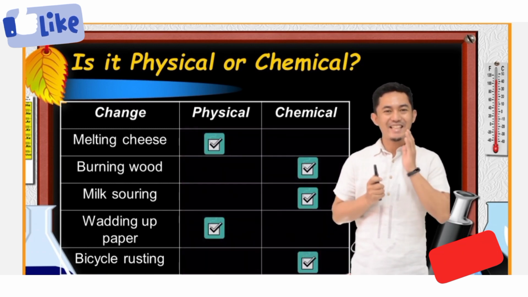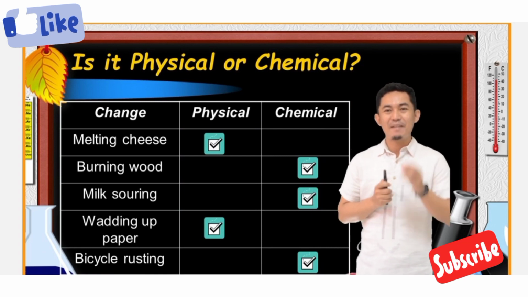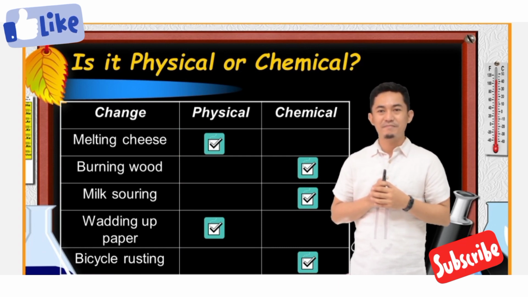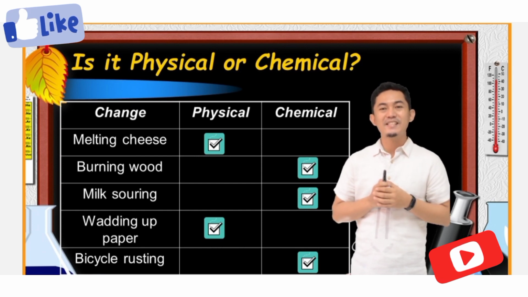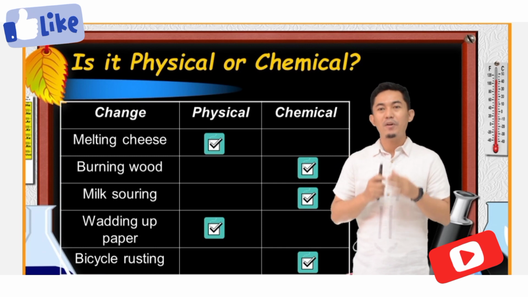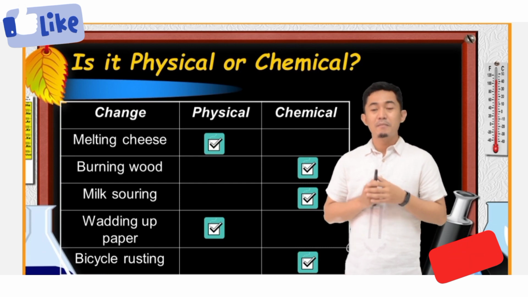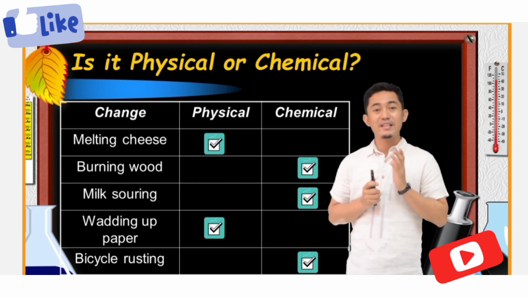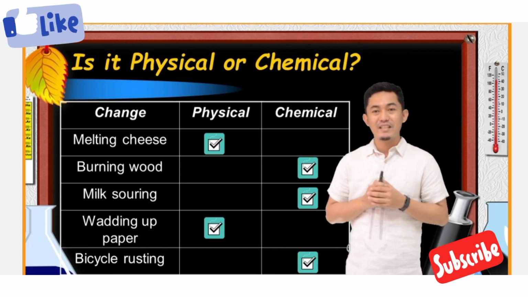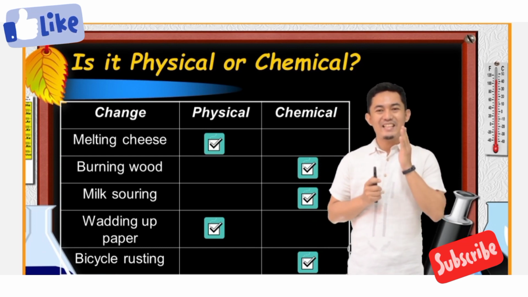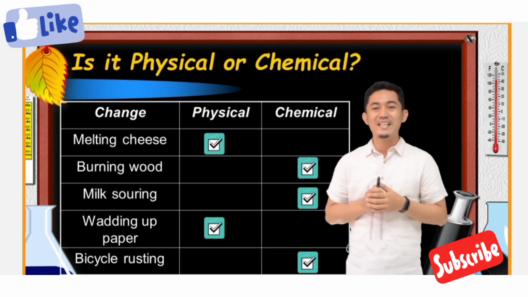Time's up! Let us check now your answer. If you got all the correct answers, for melting cheese, it is physical change. For burning wood, it is chemical change. For milk souring, this is a chemical change. For wadding up paper, it is physical change. And lastly, bicycle rusting is a chemical change. Congratulations to all of you, class! I know most of you got the highest score.